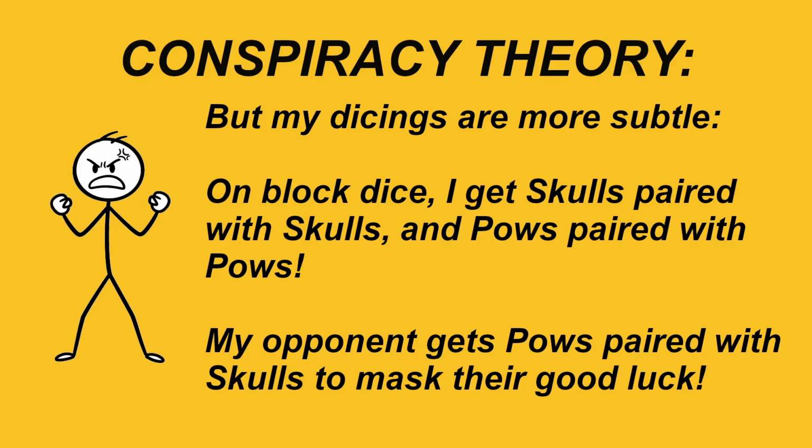You sometimes hear talk about conspiracy theories with the dice. So they'll say things like the dice are more subtle. On my block dice, I get skulls paired with skulls and pows paired with pows, but my opponent gets pows paired with skulls to mask their good luck. So what do we say to something like this?